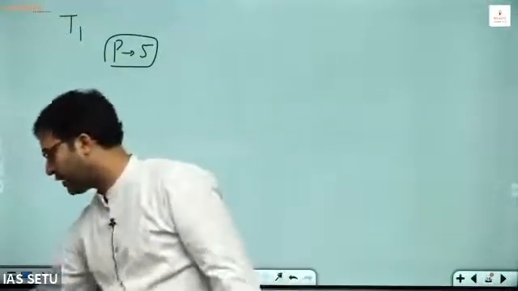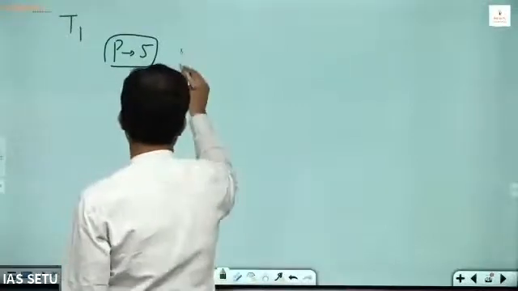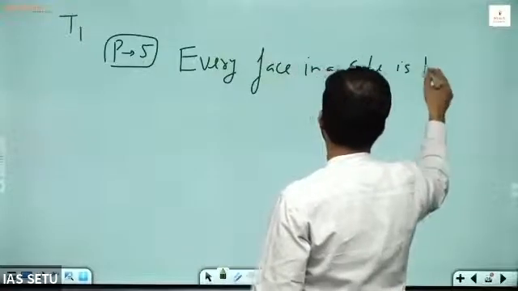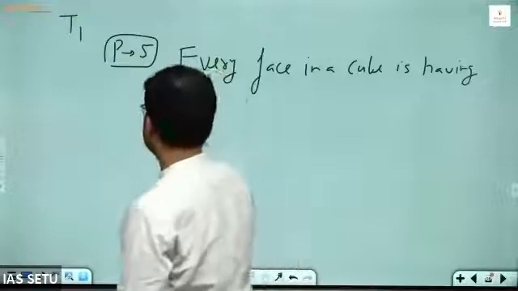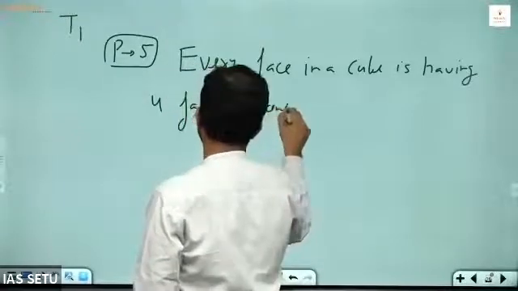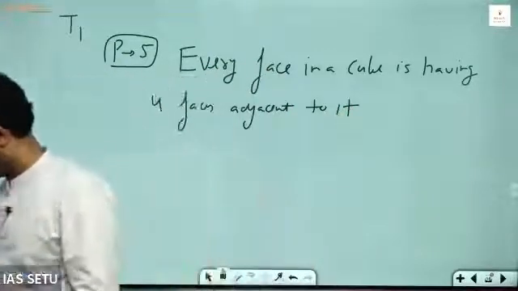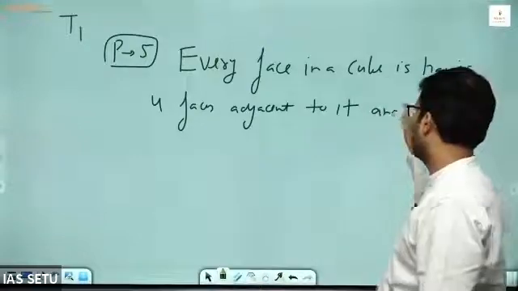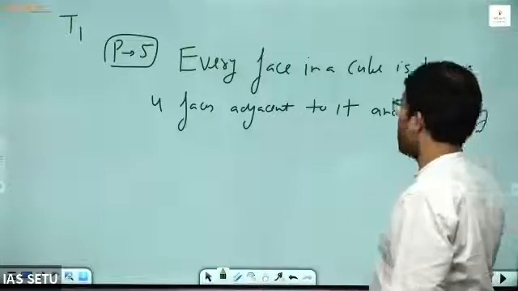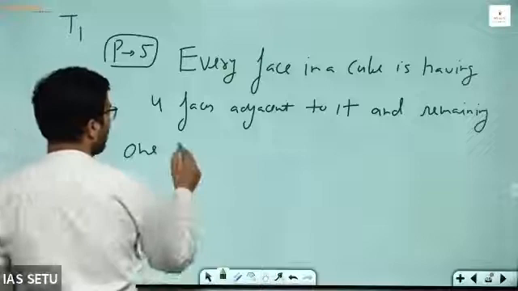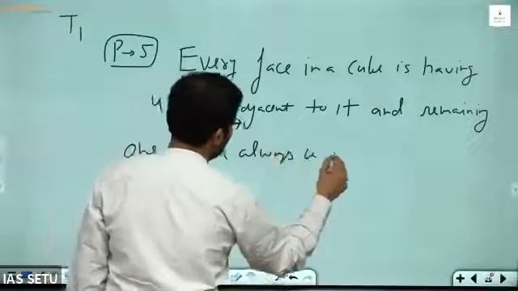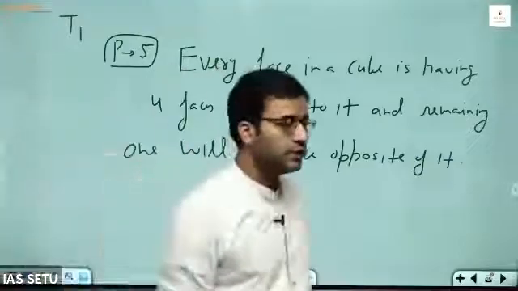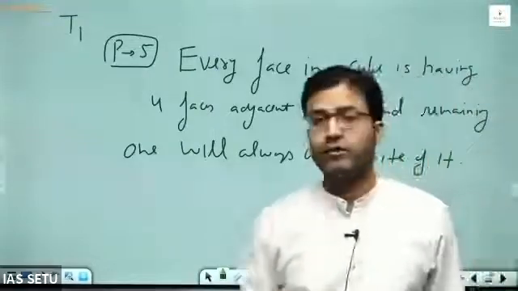So you write this property number 5. Every face in a cube is having 4 faces adjacent to it. And the remaining one, the face that is left, will always be opposite of it. Every face in a cube is having 4 faces adjacent to it, and the remaining one will always be opposite of it.